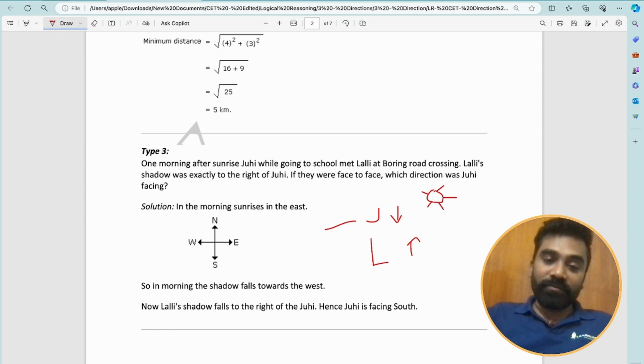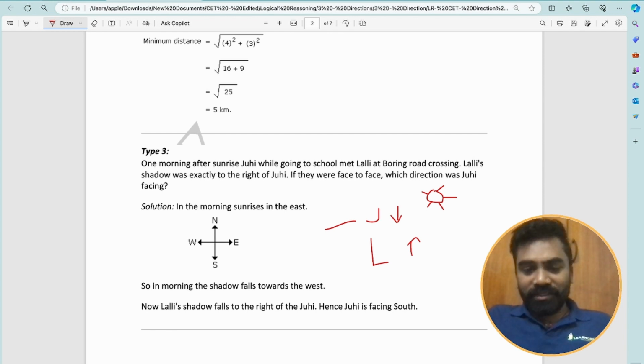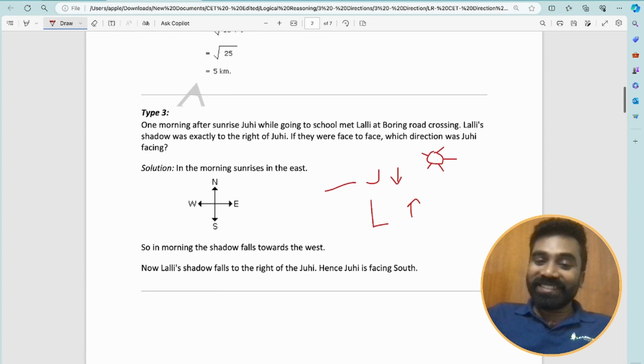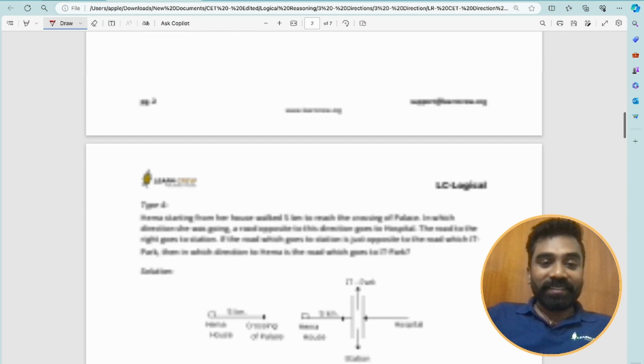Obviously. Or you can also take this as: in the morning the shadow falls on the west. Now Lally's shadow falls to the right of Juhi. Hence Juhi is facing south. Simple logic. What have you learned there? You're implementing it here. Solve. Type number 3.